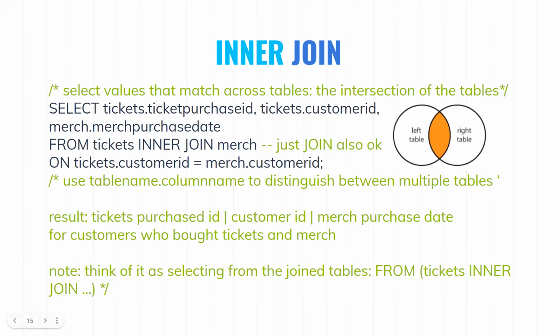So basically, it's similar to, if you know anything about sets or even just drawing Venn diagrams, you can see over here that it's the area that overlaps between two tables. So now we're using two tables in one statement. If you want to specify which column you're getting, you have to do the table name dot the column name. So here we have tickets dot ticket purchase ID. You can see now we have merch dot merch purchase date.